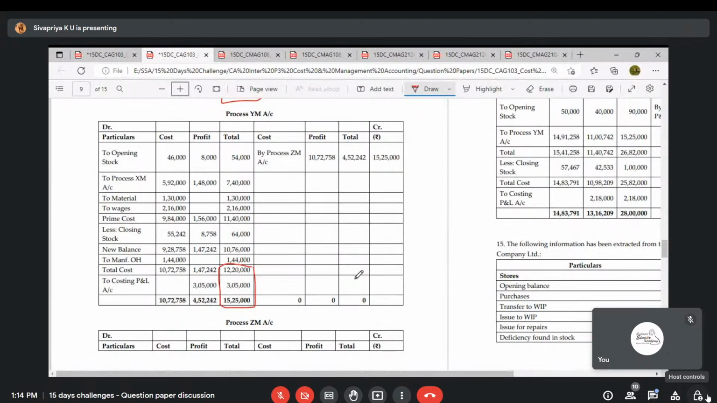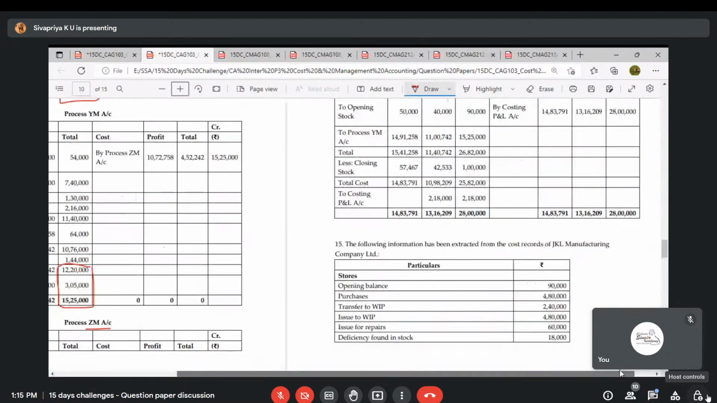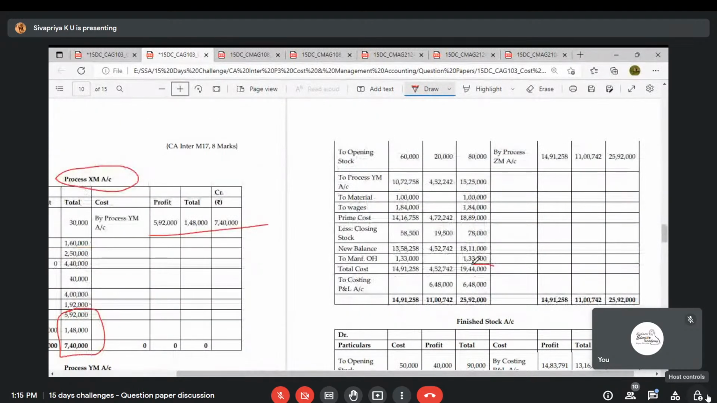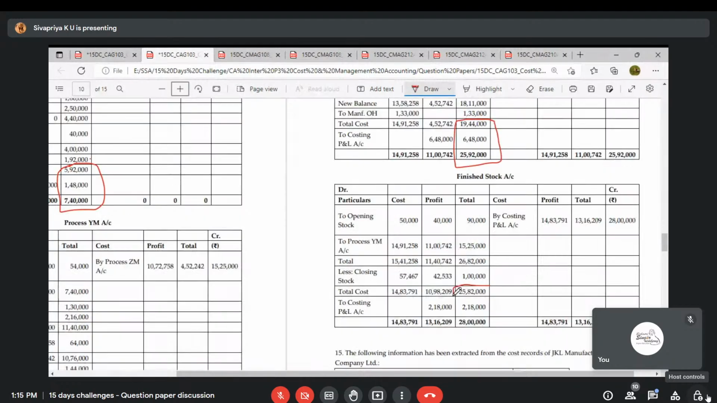Then process ZM account. 19,44,000 is the cost, 6,48,000 is profit, 25,92,000. Then finished stock account, 25,82,000 is the cost, 2,18,000 is profit, 28 lakhs.